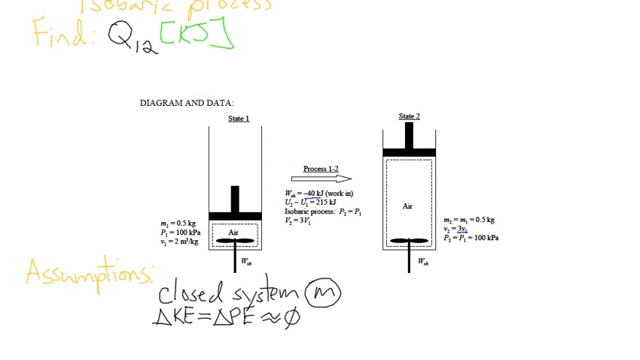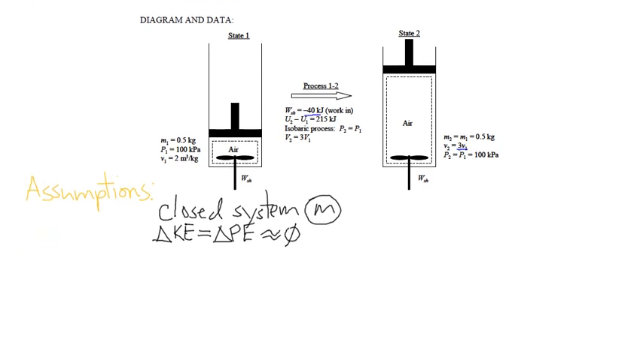This is a reasonable assumption because if you think about it, they don't tell us what the velocity is of the piston beforehand or the system, but you can assume that since they don't tell you anything, we'll just say that it stopped beforehand and it stopped at the end. Therefore, the change in kinetic energy will be 0. And for air over that short distance, there's not going to be a lot of potential energy change, so we can treat that as negligible as well. So now we're ready to start the analysis.